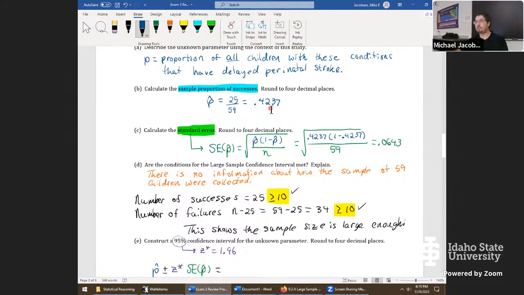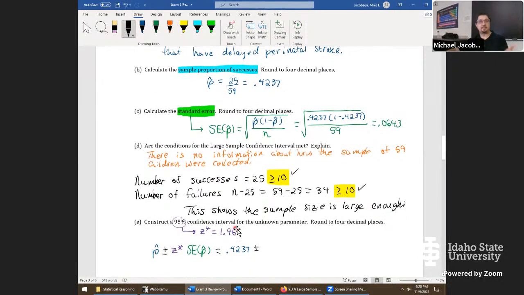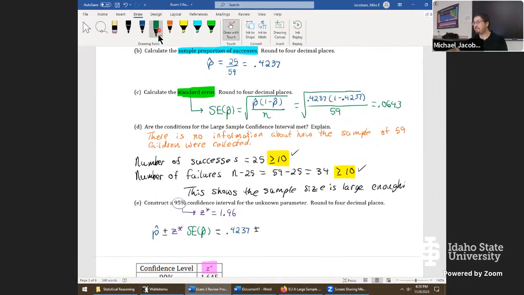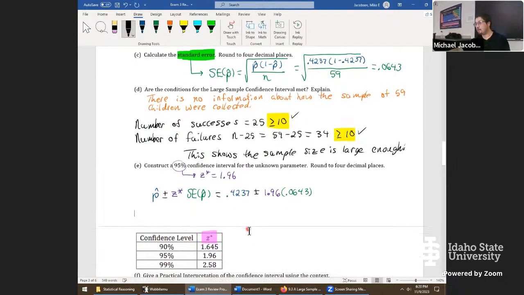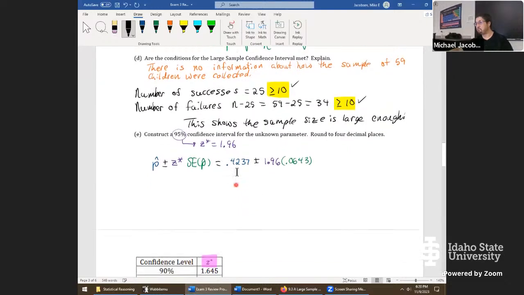So first one is p hat, 0.4237. We're going to add and subtract the next thing, Z star. I mean, that one's right there, so no big deal. Let's throw it in. 1.96 goes in. Then multiply that whole thing by standard error. That's the 0.0643. So once that's all set up, all that's left to do to calculate the confidence interval is throw all that stuff into our calculator.